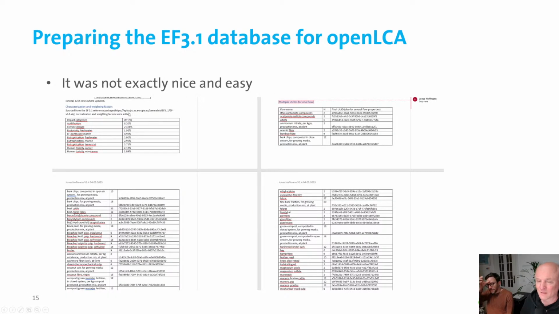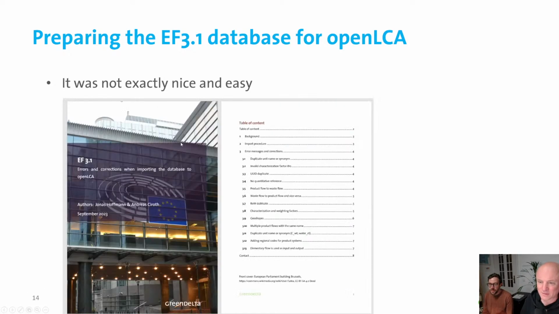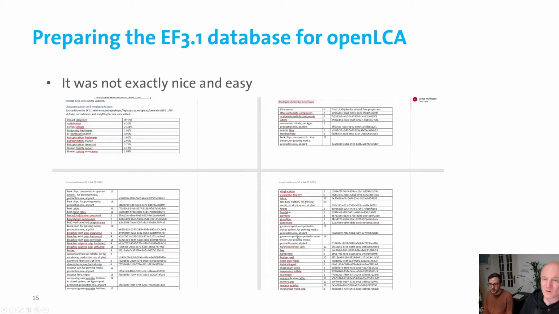So we published this summary document. It's only 8 pages, as you see, but then we have a larger page written internally by Jonas, where we've documented for ourselves all the different things we need to check and correct in the data sets, basically. And I took just one arbitrary example, and that is the multiple UIDs for product flows.